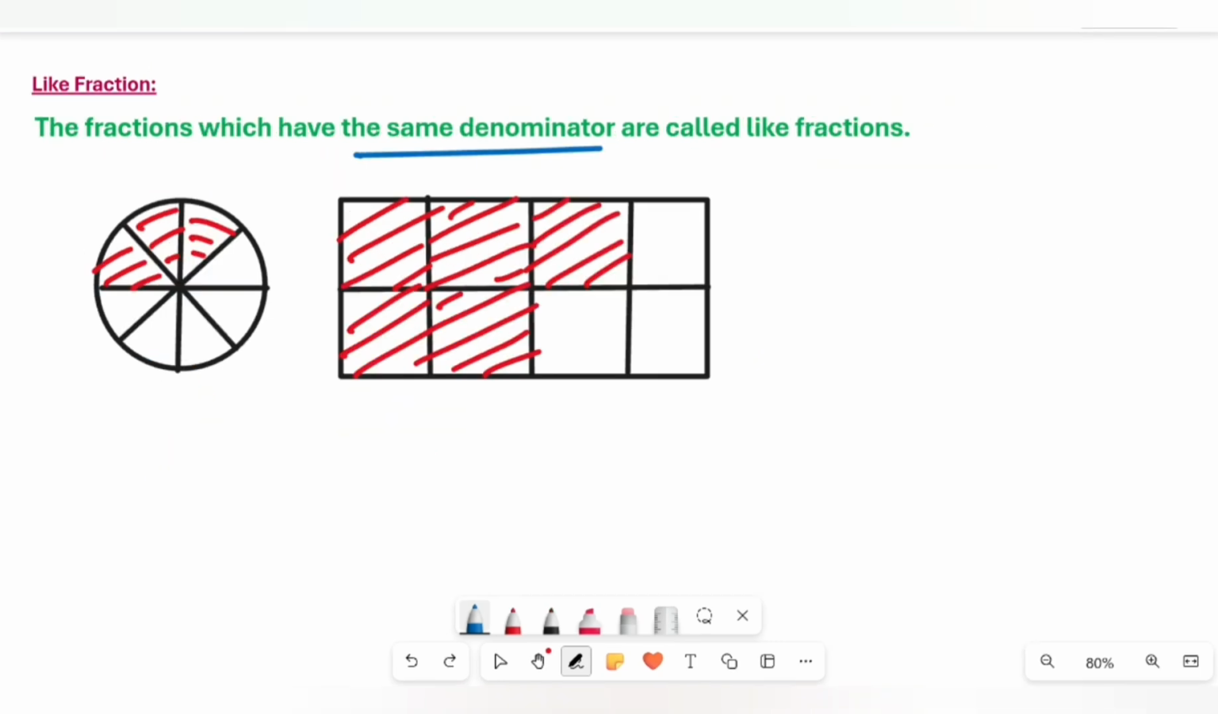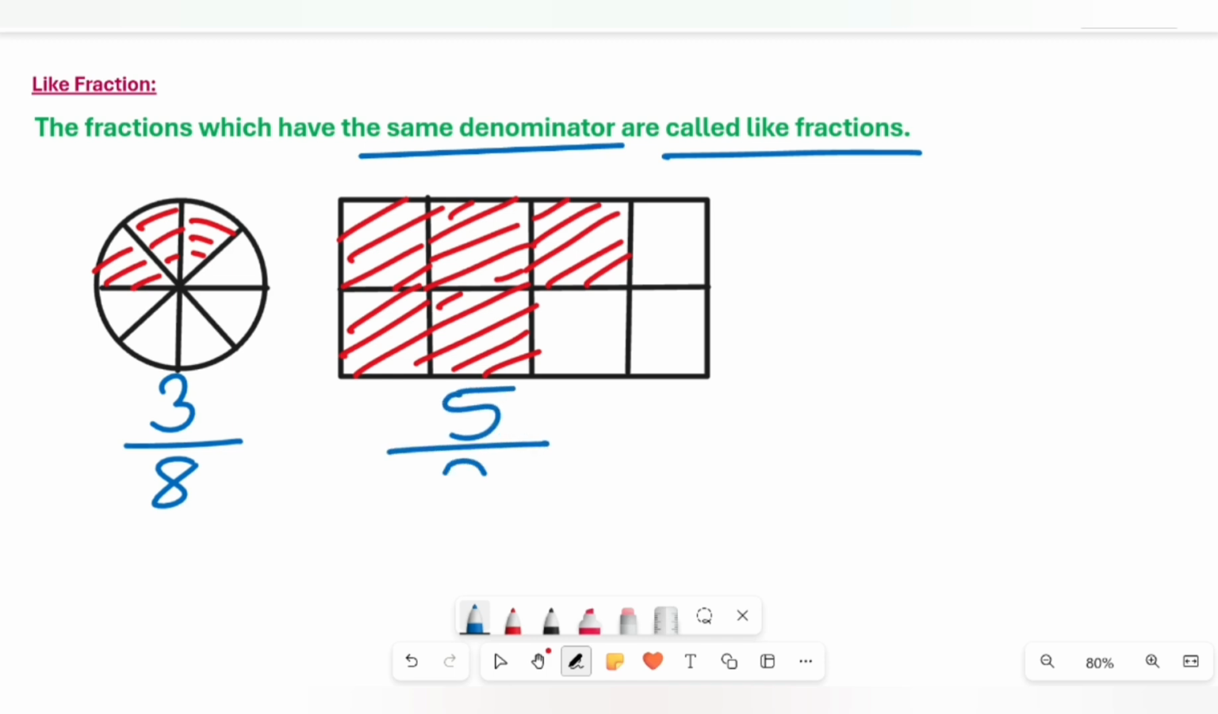Fractions which have the same denominator are called like fractions. Here in the circle, 3 parts are shaded out of 8, and in the rectangle 5 parts are shaded out of 8. In both cases the denominator is the same. Such fractions are called like fractions. That is, fractions having the same denominators are called like fractions. Let us move on to the next section.